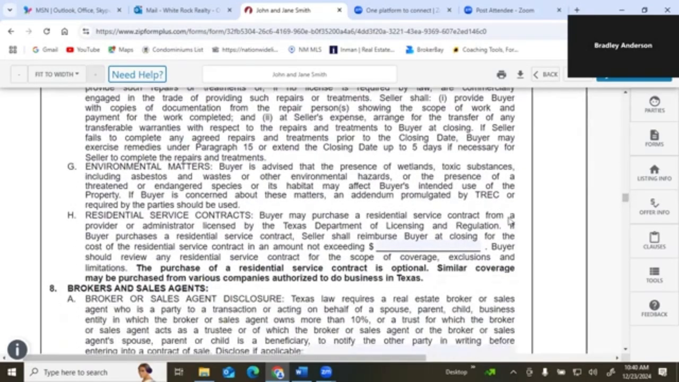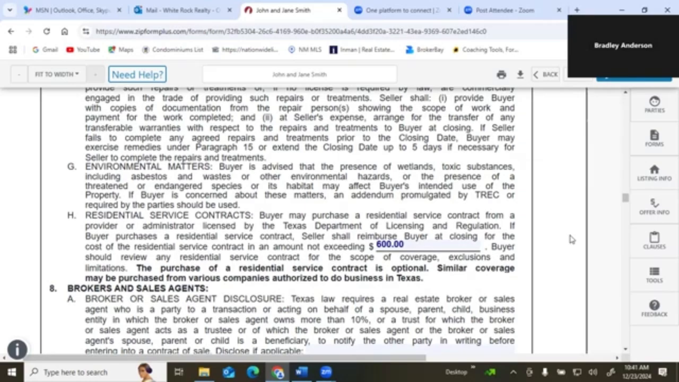All right. Residential service contracts, that's just a fancy name for a home warranty. And at the time of this recording, they're all going for about $600, unless you add on appliances, a pool, other things. Okay. So this means that the seller is going to credit your buyer at closing for up to $600. If you want to buy one for $700, the seller's only going to reimburse you for $600.